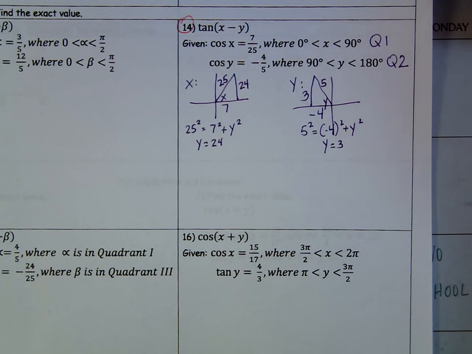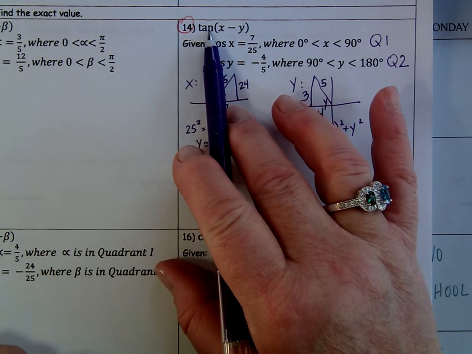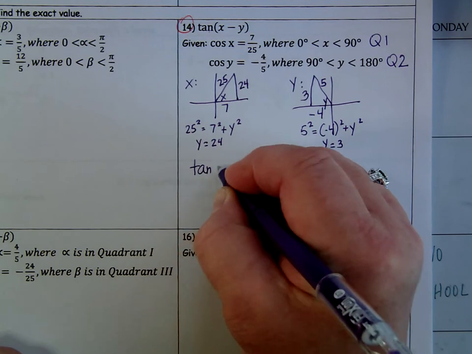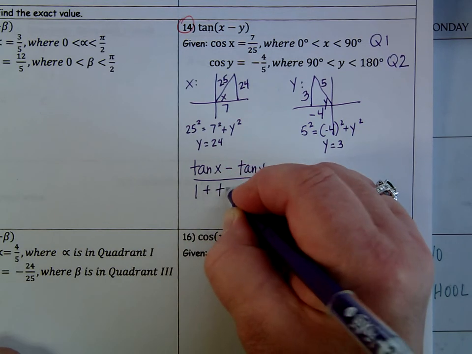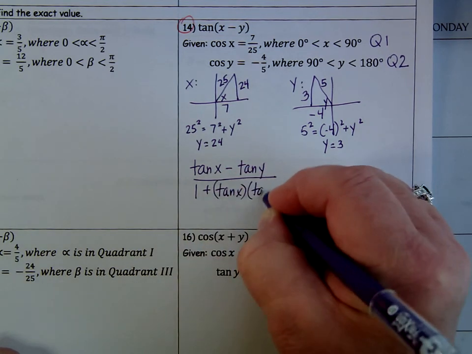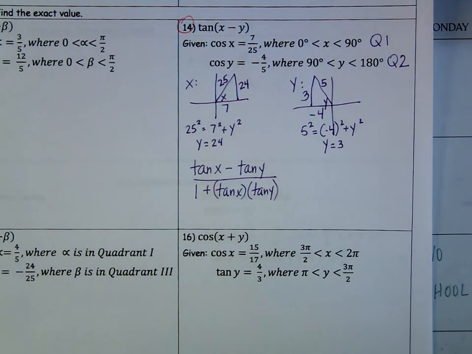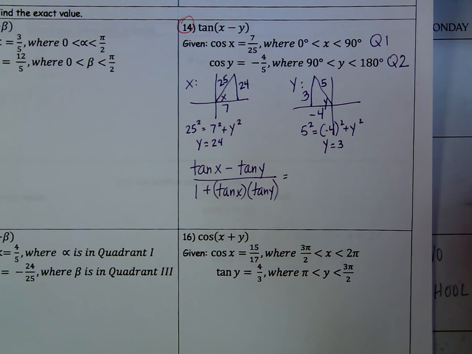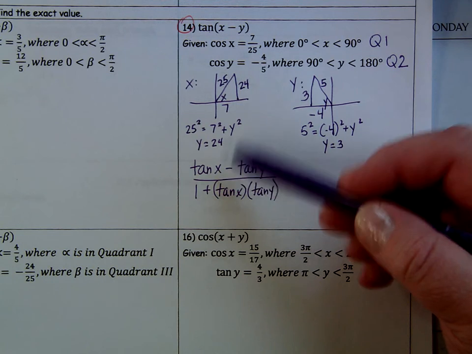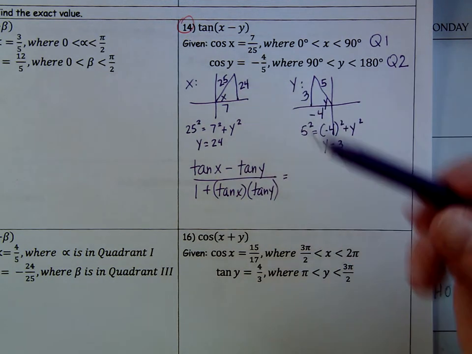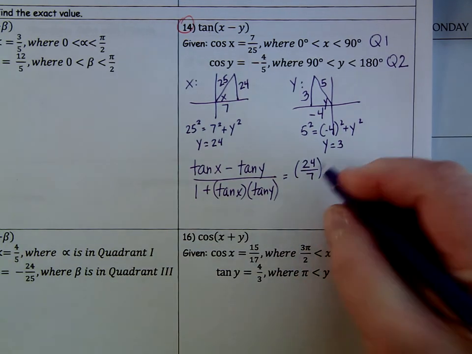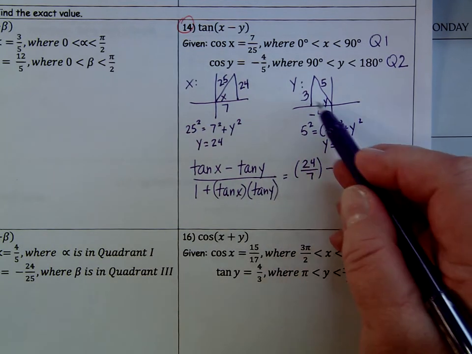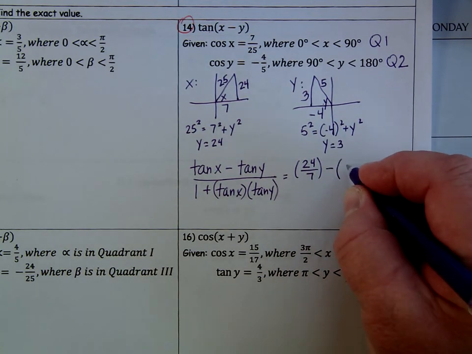All right, so get the triangles first, then expand your trig function. I have tangent of x minus tangent of y over 1 plus the tangent of x times the tangent of y. This one gets a little messy with the fractions, so that's kind of why I chose this one. If I look at the tangent of x, I come over to my x triangle, I get opposite over adjacent, so that's going to be 24 sevenths, minus. Go to my y triangle, figure out the tangent, opposite over adjacent, negative, it's 3 over negative 4.